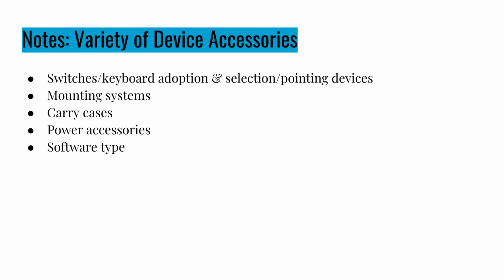It's switches and keyboard adaptations, and selection and pointing devices. These can come extremely handy for those who don't have great mobility or cannot use their hands easily. So there are different switches, keyboard adaptations, and devices to allow users to use the device. And then there are mounting systems. We watched a couple of videos of children with cerebral palsy, and the devices were mounted for them so that they would be able to select what they wanted and wouldn't have to hold up the device at the same time.